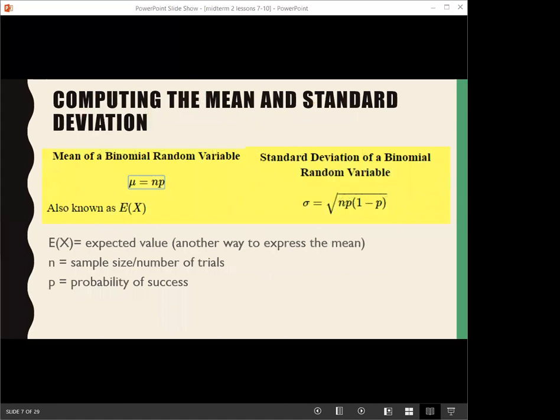And here are some formulas to compute the mean and standard deviation. The mean of a binomial random variable equals the sample size times the probability of success. This is also known as the expected value. And the standard deviation of a binomial random variable is the square root of the sample size times the probability of success times 1 minus that probability.